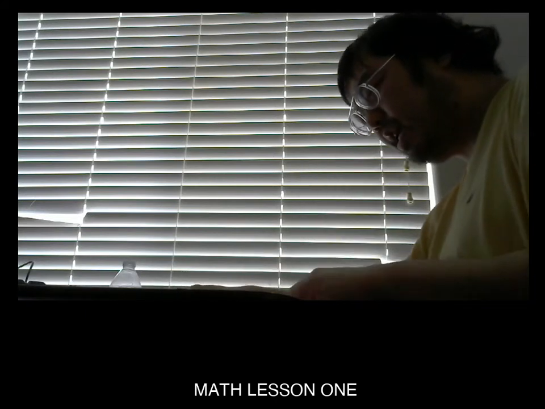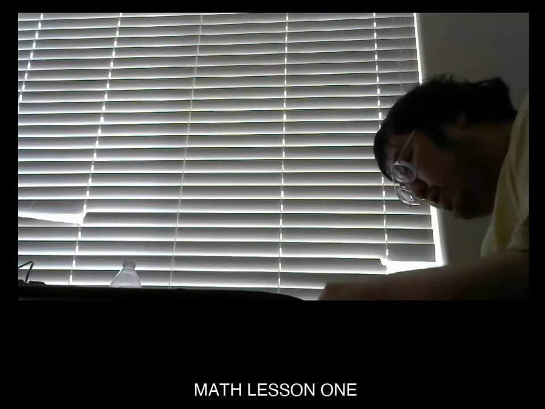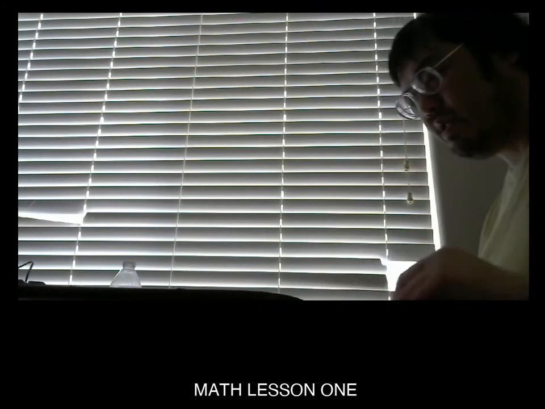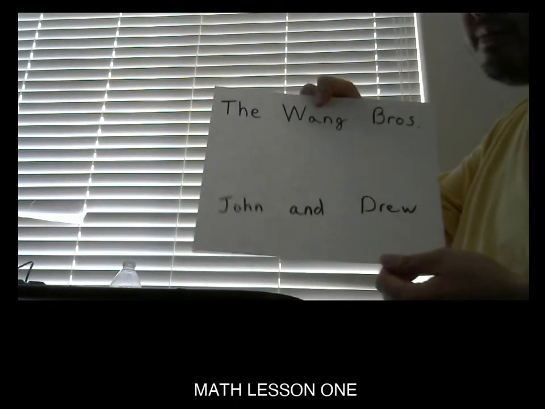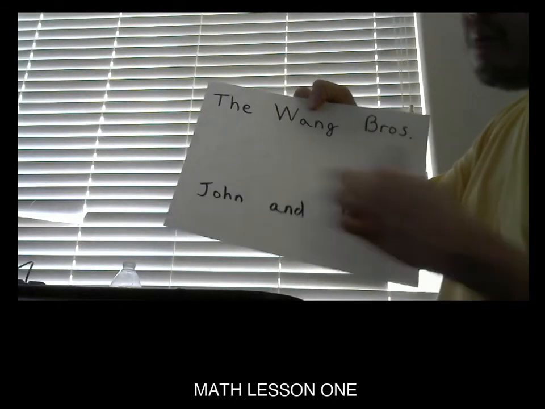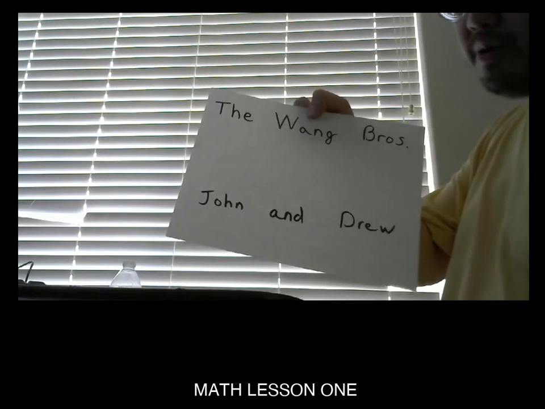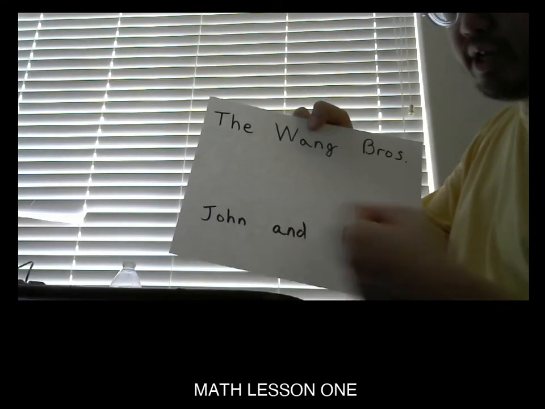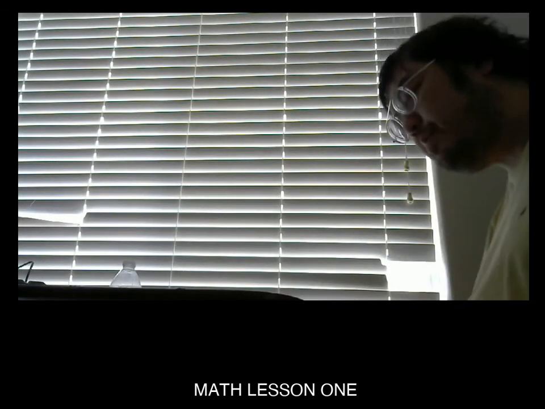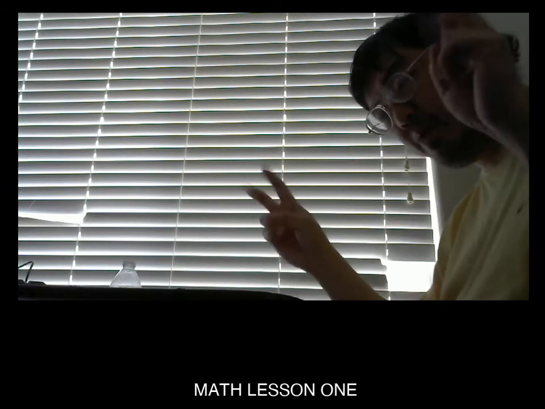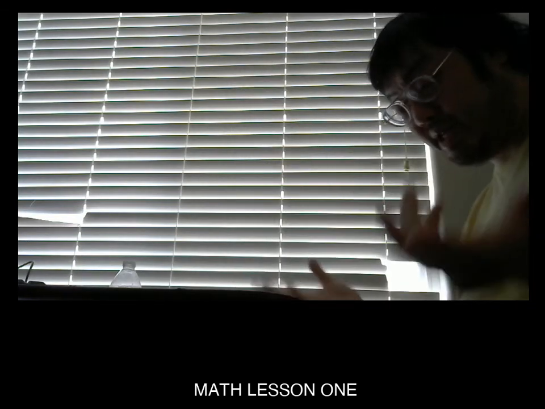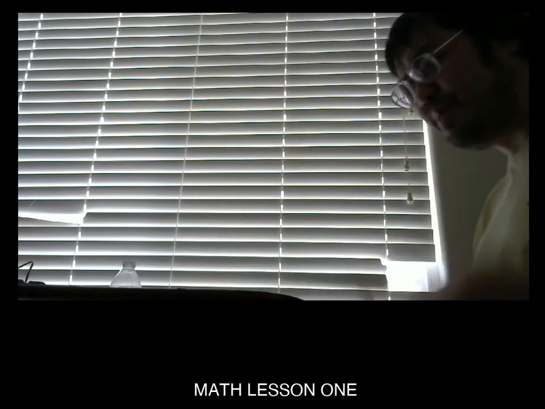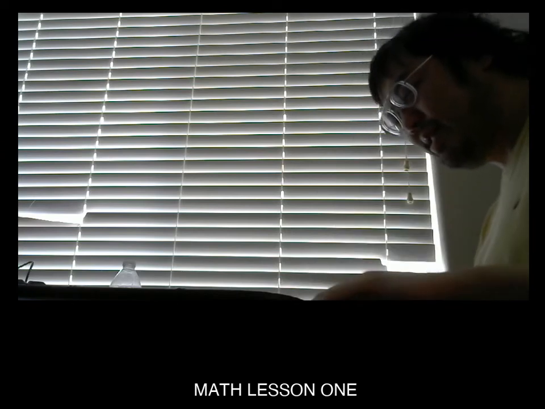Let's talk about English phrases. So say we have, go Asians, kidding. Alright, so say we have this. We know that there are two people called the Wang brothers. And we also know that the Wang brothers are John and Drew. So that means that anytime you see the phrase the Wang brothers, you can substitute that with John and Drew. And anytime you see John and Drew Wang, you can substitute that with the Wang brothers. It's very simple.